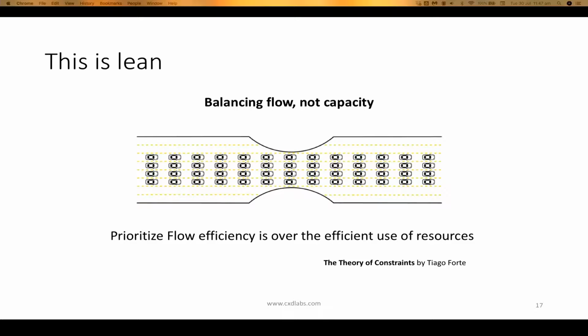So this is what lean is. Getting that nice flow of traffic. Balancing flow, not capacity. Prioritizing flow efficiency over the efficient use of resources. And one of the focuses here is to not just focus on flow, but eliminating those wastes, those causes of superfluous work, those things that create secondary needs.